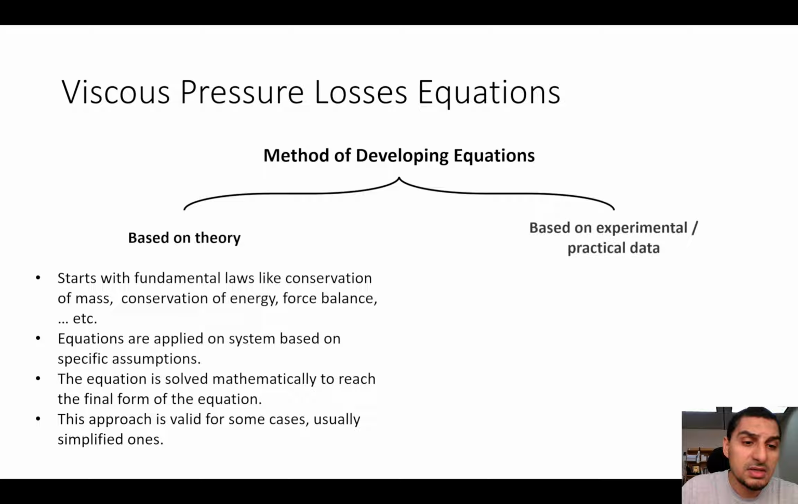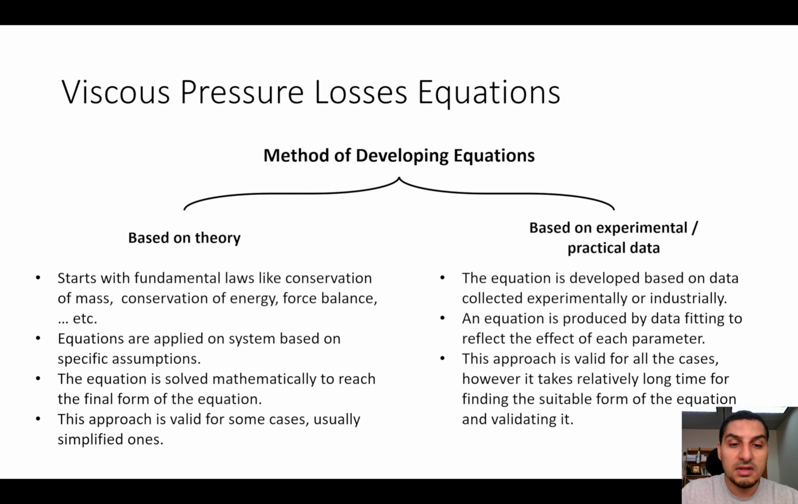So the other approach is that we depend on the experimental data instead of theory. By this approach, we will do a lot of experiments. We will gather a big amount of data, and we will use data fitting or any mathematical way like regression or something else in order to find an equation that properly describes the system that we are dealing with. This approach has an advantage of being valid for all cases. We are not limited to complex or simple systems. We will do the experiments anyway, so it's going to work.